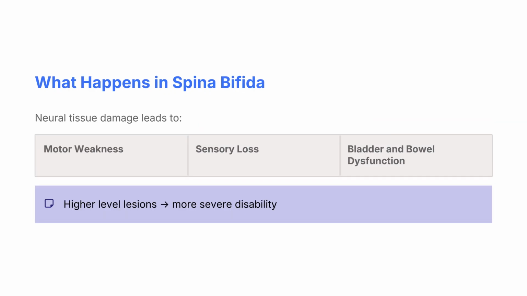The damage to the neural tissue causes motor weakness, sensory loss, and bladder and bowel function would also be affected. The higher the lesion, the more severe the disability. The motor level determines the mobility potential. If the motor level is higher, mobility deficiencies will be more. If the motor level or damage level is lower in the spinal cord, the mobility issues will be lesser. Okay. So let's see its clinical features.